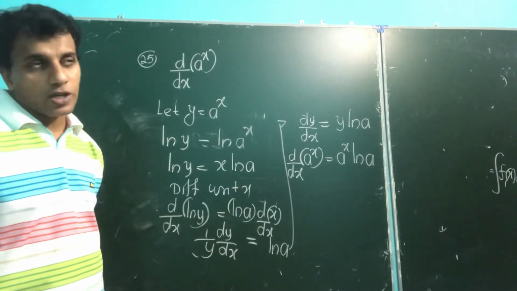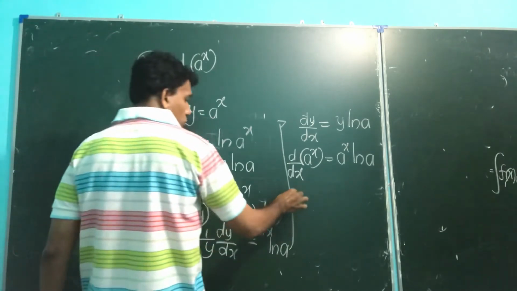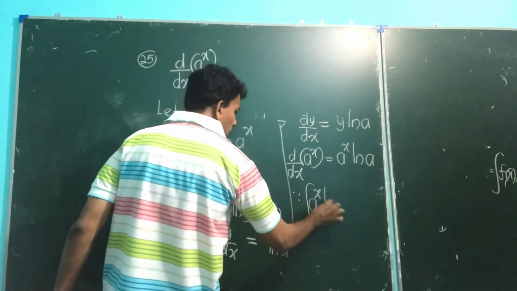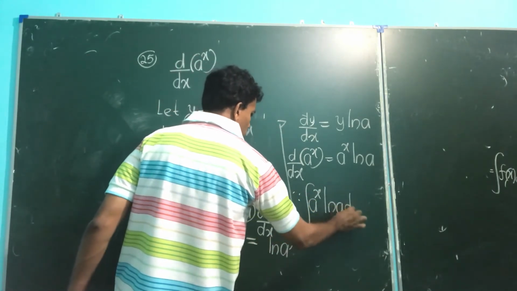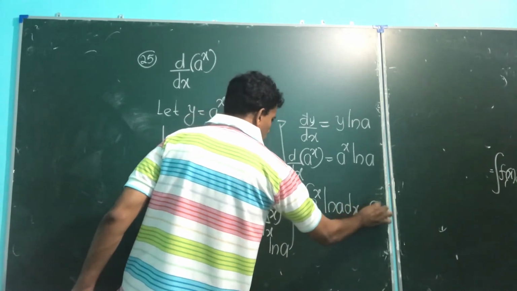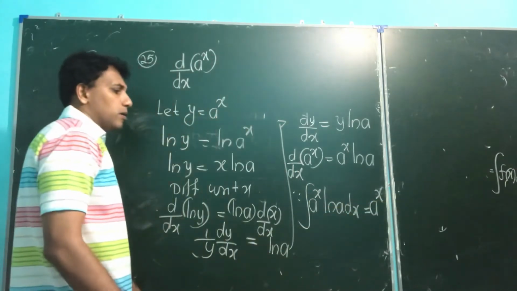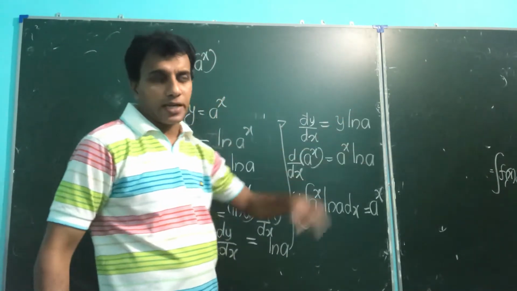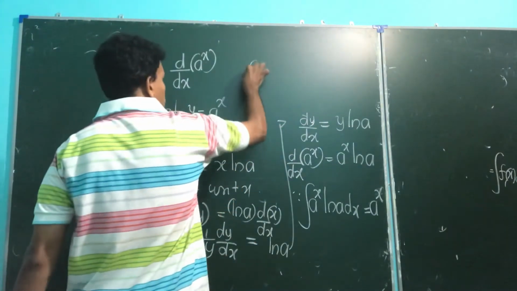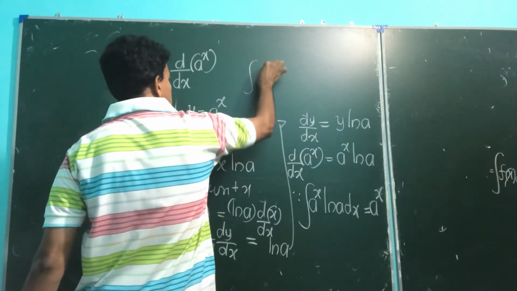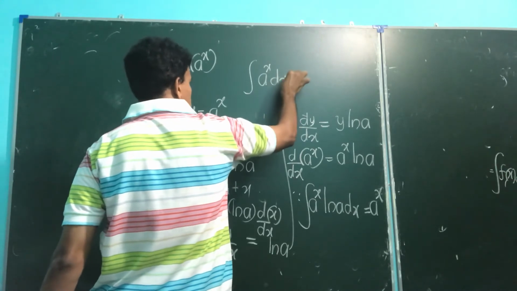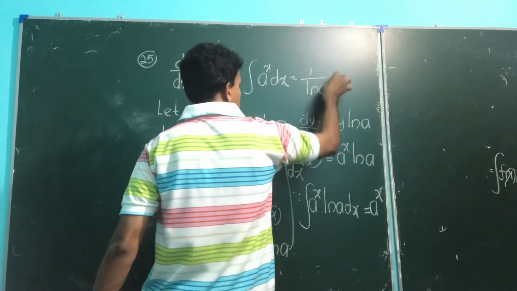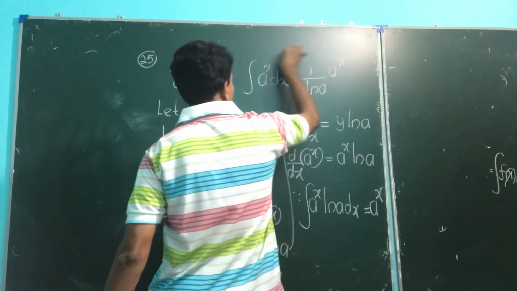So work out the integration. Therefore, the integral of a to the power x log a with respect to dx. What is the answer? A to the power x. But here log a is a constant, log a is a number. Take it and divide on the other side. Therefore, the integration of a to the power x is 1 over log a into a to the power x, right?